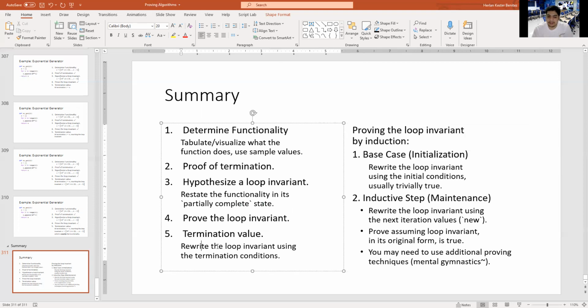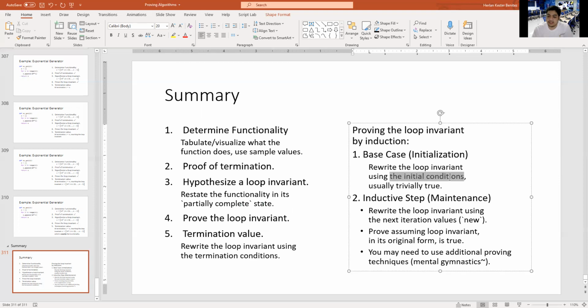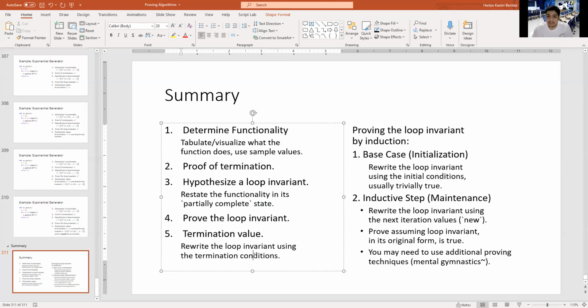Rewrite the loop invariant using the termination conditions instead of the initial conditions. Because our loop invariant is a partially complete form of the functionality, when you substitute the termination condition, the termination value, the loop invariant and the functionality should be equal or equivalent statements. So, what do I mean by partially complete?